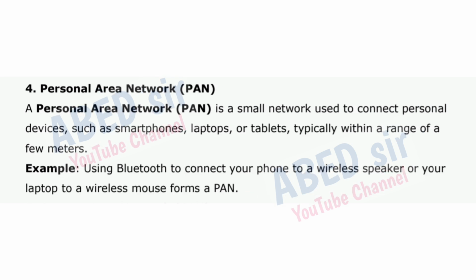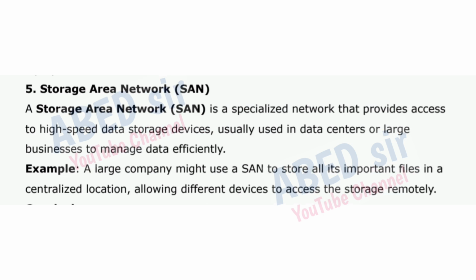4. Personal Area Network, PAN. A personal area network, PAN, is a small network used to connect personal devices, such as smartphones, laptops, or tablets, typically within a range of a few meters. Example, using Bluetooth to connect your phone to a wireless speaker or your laptop to a wireless mouse forms a PAN.